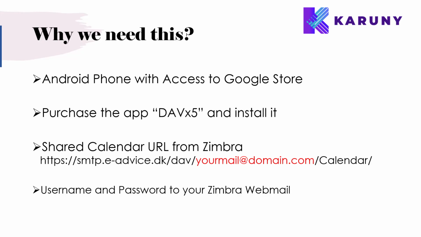Before we start, I want to go through the requirements. You need to have access to an Android phone with access to Google Store. That's where you download applications and apps. Two, we need to purchase the app called DAVX5 and install it. It's around £5. There are other free alternatives and you can look for it yourself, but this is very, very simple and you can also integrate a lot of other synchronization that might help you from day to day.